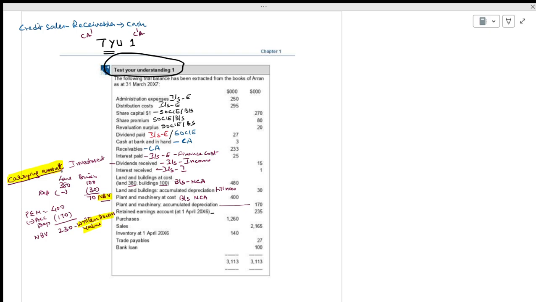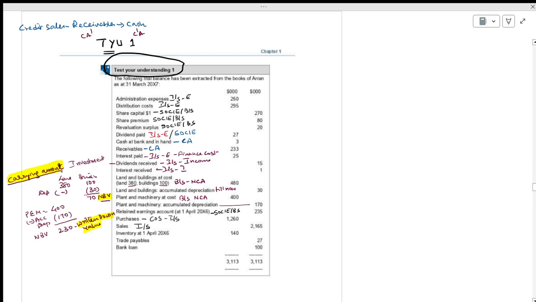Balance sheet. Statement of changes in equity, balance sheet. If they don't ask us to prepare a statement of changes in equity, we have to show it directly in the balance sheet. Purchases, income statement, cost of sales. Sales is income statement.